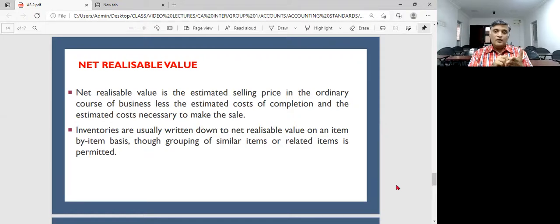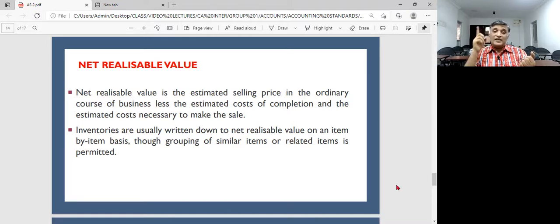Let's take item A: this is the cost, this is the NRV, whichever is lower is the final cost. Then you come to item B: this is the cost, this is the NRV, whichever is lower. Then item C: this is the cost, this is the NRV, whichever is lower. You can't add up the cost of A plus B plus C. You cannot add up the NRV of A plus B plus C and then do a holistic comparison. Never do that.